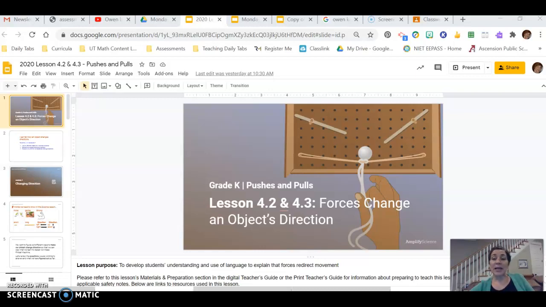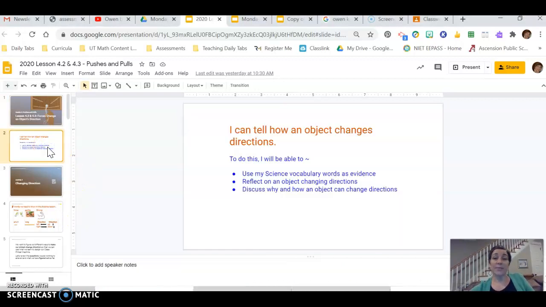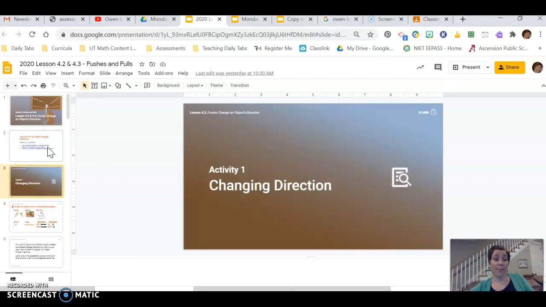Okay, so guys, we left on Friday, and we were talking about objects changing direction. So I want you to try to remember all the things that we talked about on Friday. Today we are going to tell about how an object can change directions. We're going to use our science vocabulary words as our evidence. We're going to look at an object changing directions and think about it from some pictures. And then we're going to discuss why an object can change directions and how that happens.